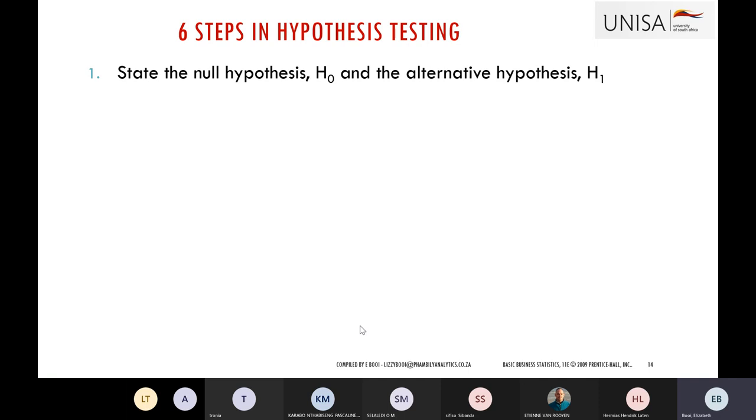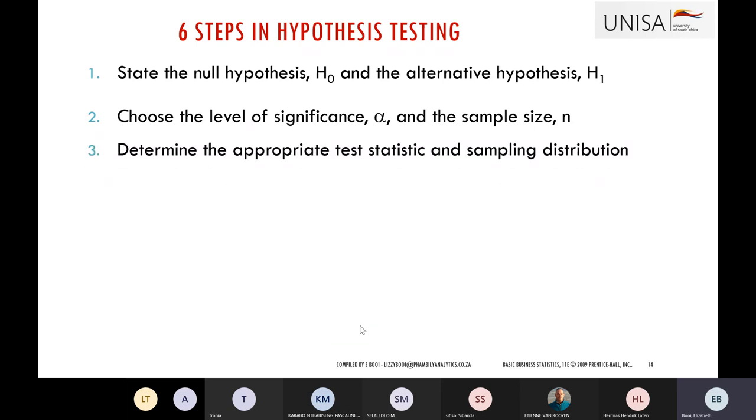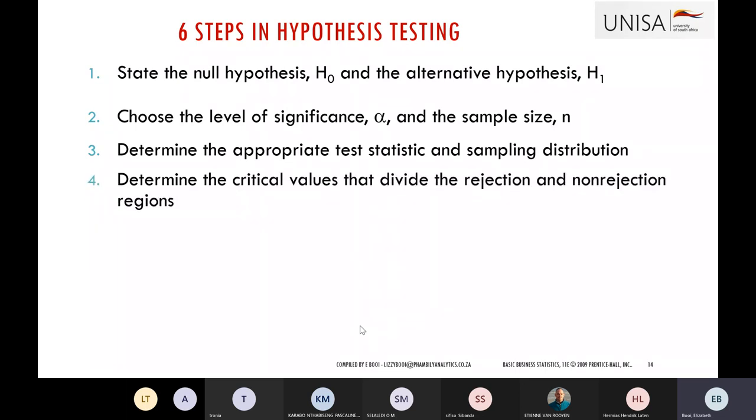And then we're going to do step number two: choose the level of significance, and identify what is given in relation to the sample size and the population and sample proportions. Then we're going to determine the appropriate test. Because we're doing a test for the proportion, we always use the Z test. Then we determine the critical value by going to the normal table.